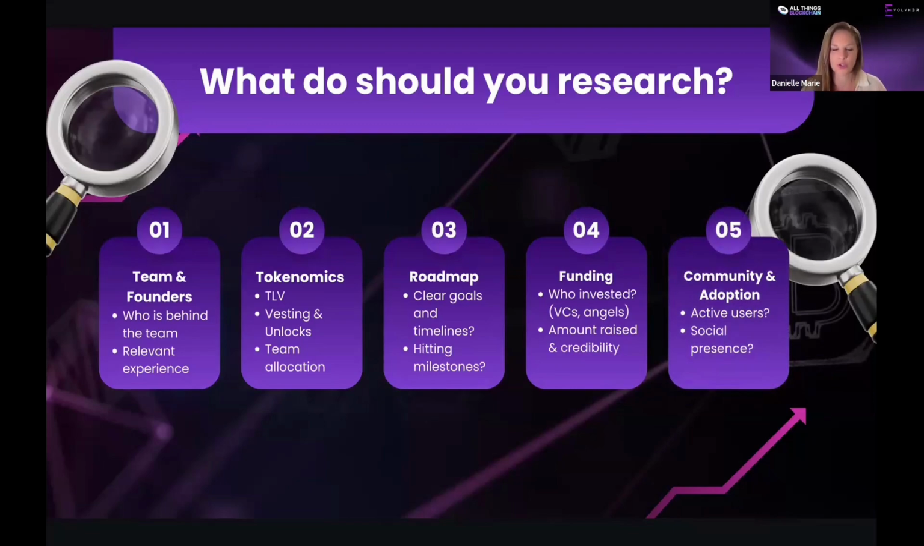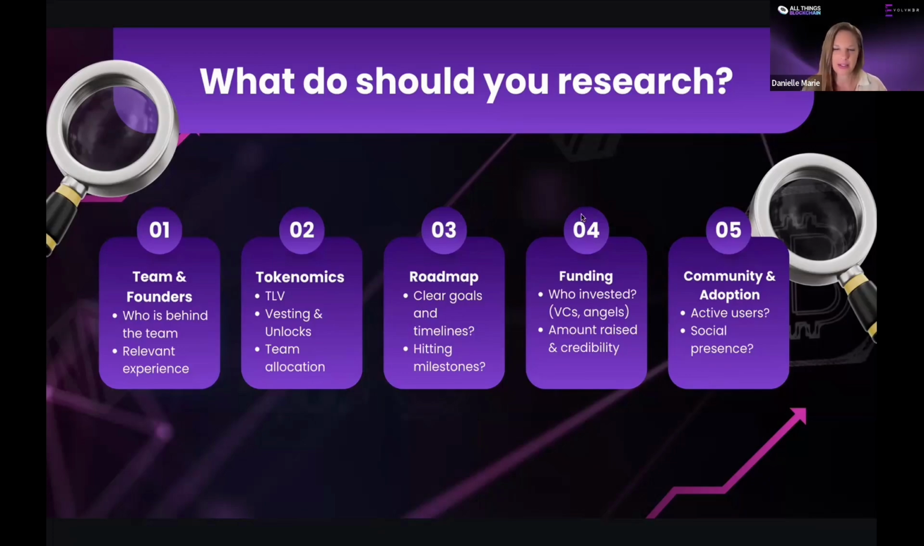Then community and adoption. If it's a platform, if they have tokens, is their token a utility token? If it's a utility token, do they have active users? Are they active on socials? Is their community active on socials? If so, where? Is it Discord? Is it Telegram? Are they active on LinkedIn? So these are the main five categories that you need to be researching for a project.